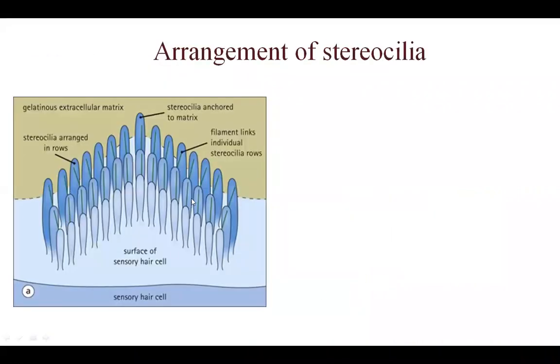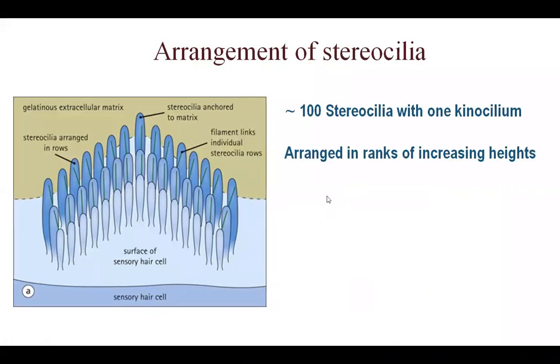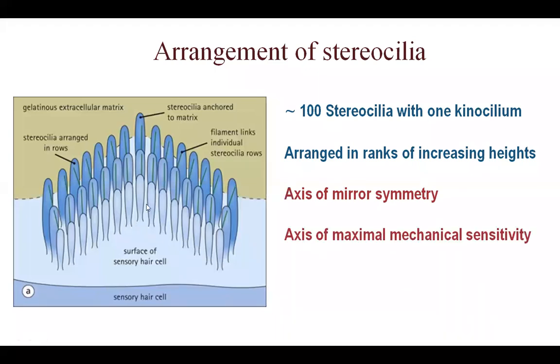So again, a simplified version of the arrangement of stereocilia. Now, there are approximately 100 stereocilia with one kinocilium. This typical arrangement gives an axis of mirror symmetry, meaning the number of stereocilia on this side is equal to the number of stereocilia on the other side. Because of this symmetrical arrangement, we get the axis of maximal mechanical sensitivity.